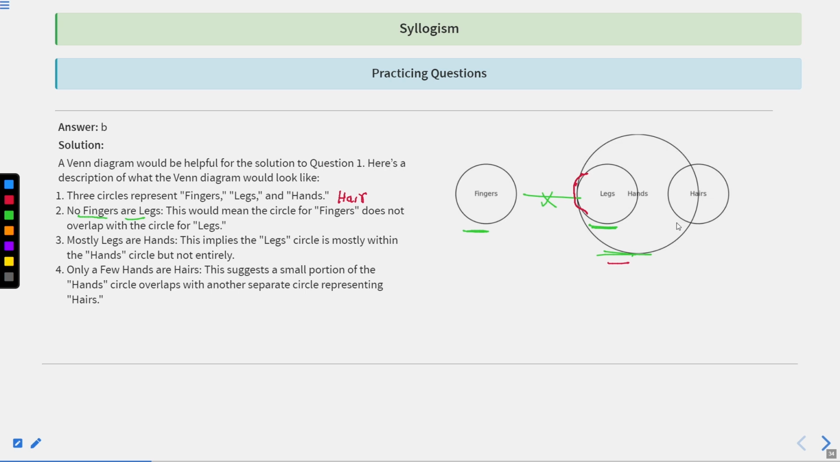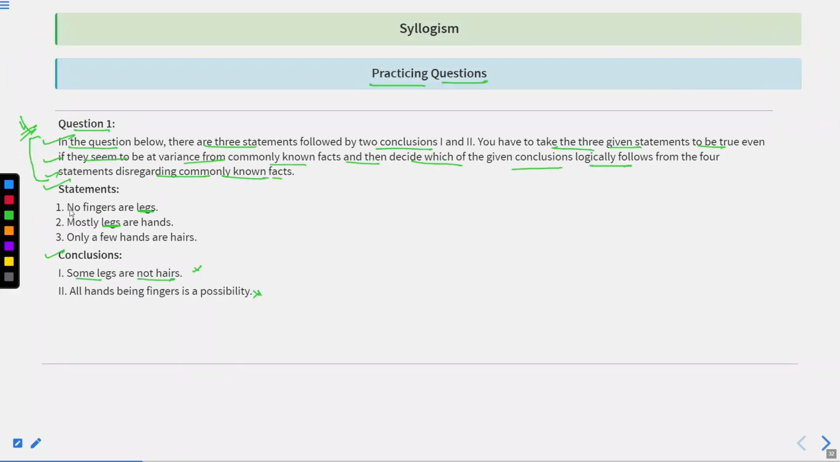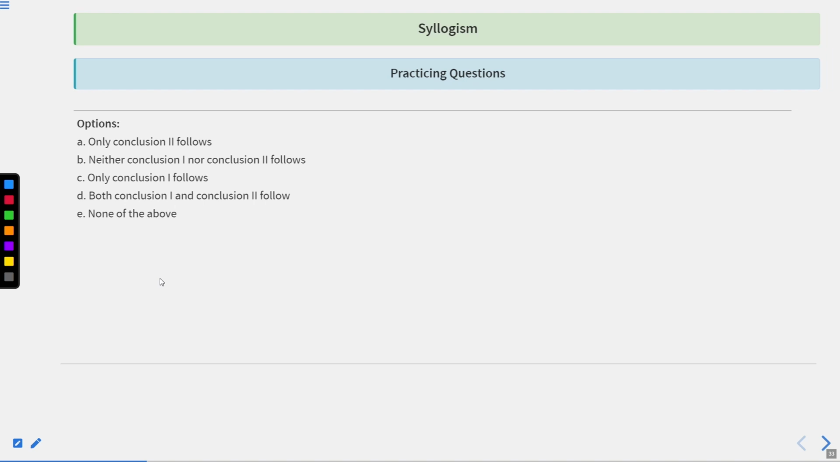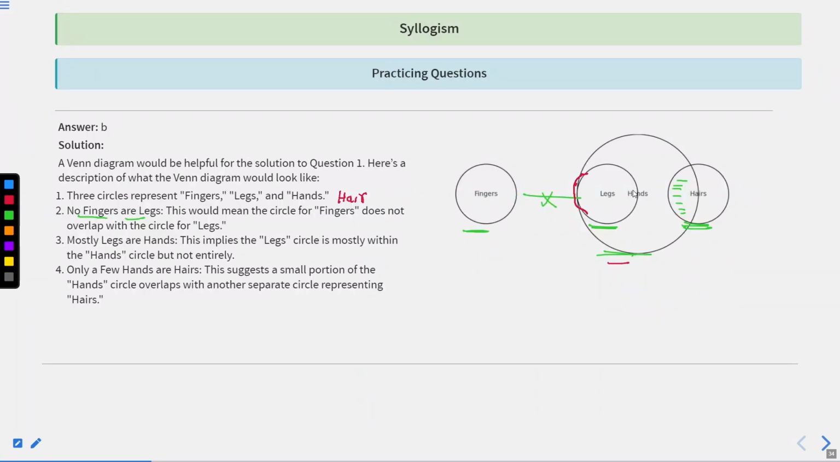This is hands and this is hair. So this particular portion is considered to be the relation of few hands are hairs. Now, based on this diagram, which has been drawn according to the statement that has been given, the first conclusion that follows is some legs are not hairs. Now the question is, is there any relation between legs and hairs from the diagram that we have drawn? Can we say that there is an inference?